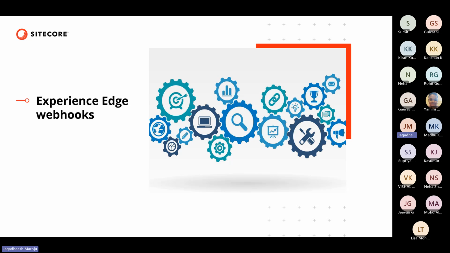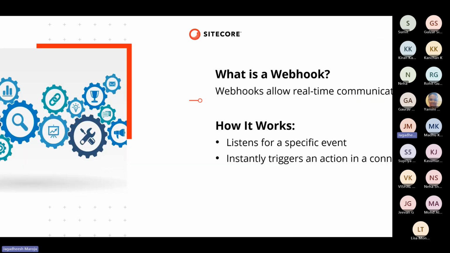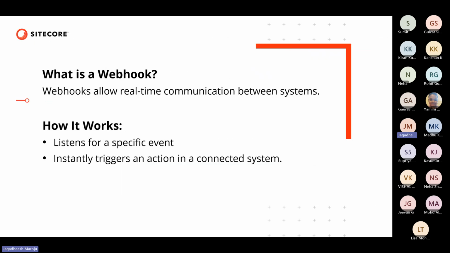Right. So now we know why webhooks came in. Now we'll talk about what webhooks are and how they work. Before we go deeper, let's quickly understand what a webhook actually is. A webhook is basically a way for one system to send data to another system, right? It works by triggering an HTTP request when any event occurs.